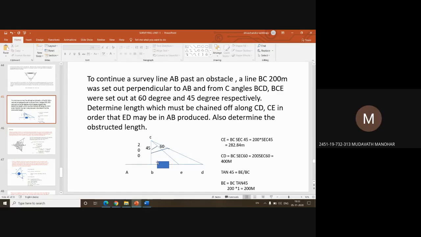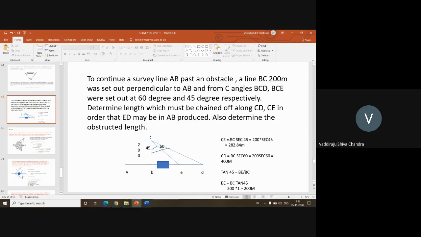Hypotenuse by adjacent, sir. So from this triangle BCE, what is sec 45? The angle is given as 45. Sec 45 is equal to hypotenuse by adjacent. CE is the hypotenuse, and the adjacent is BC. So sec 45 is equal to CE by BC.